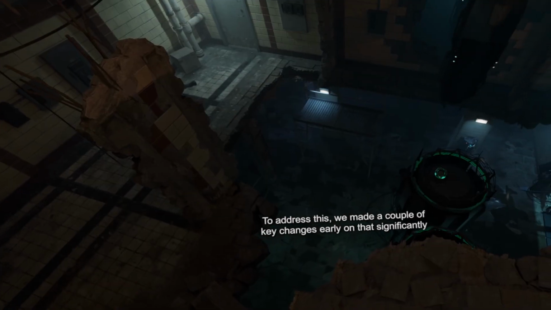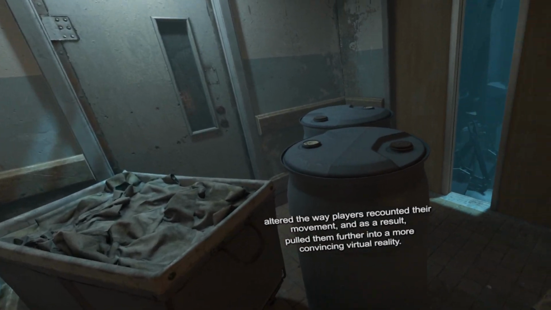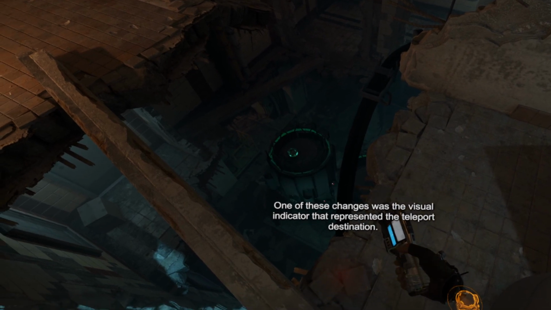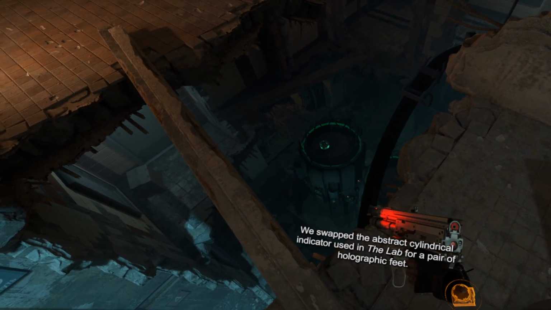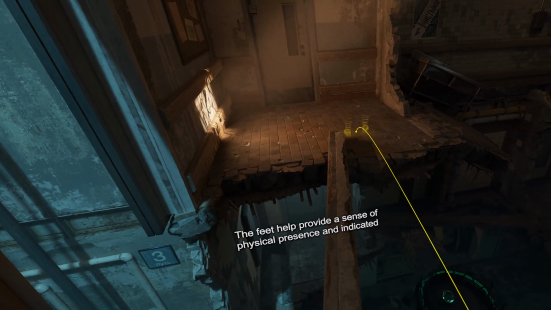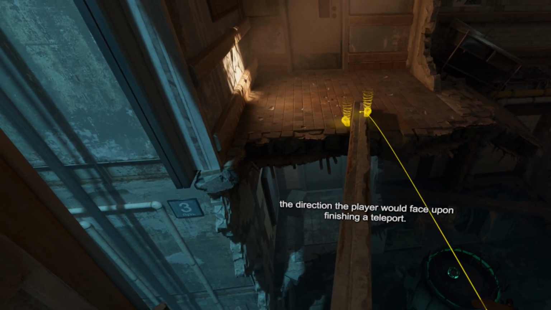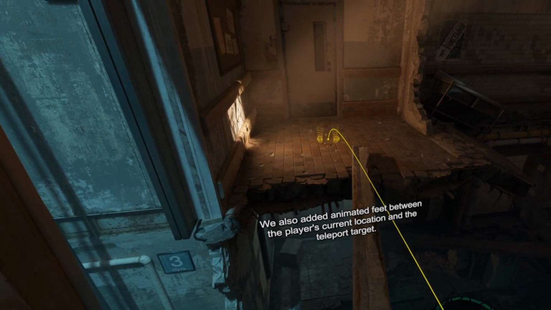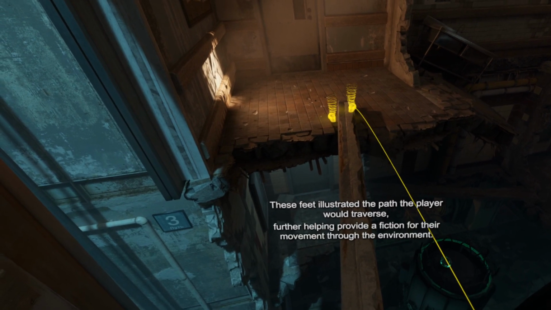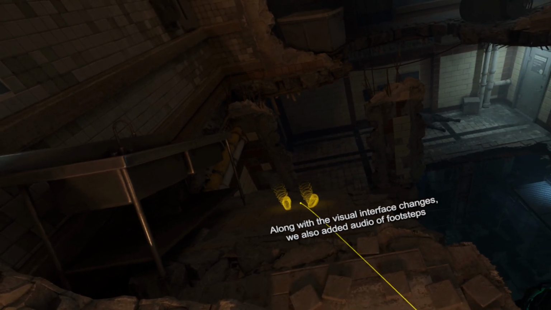To address this, we made a couple of key changes early on that significantly altered the way players recounted their movement, and as a result, pulled them further into a more convincing virtual reality. One of these changes was the visual indicator that represented the teleport destination. We swapped the abstract cylindrical indicator used in the lab for a pair of holographic feet. The feet helped provide a sense of physical presence and indicated the direction the player would face upon finishing a teleport. We also added animated feet between the player's current location and the teleport target. These feet illustrated the path the player would traverse, further helping provide a fiction for their movement through the environment.